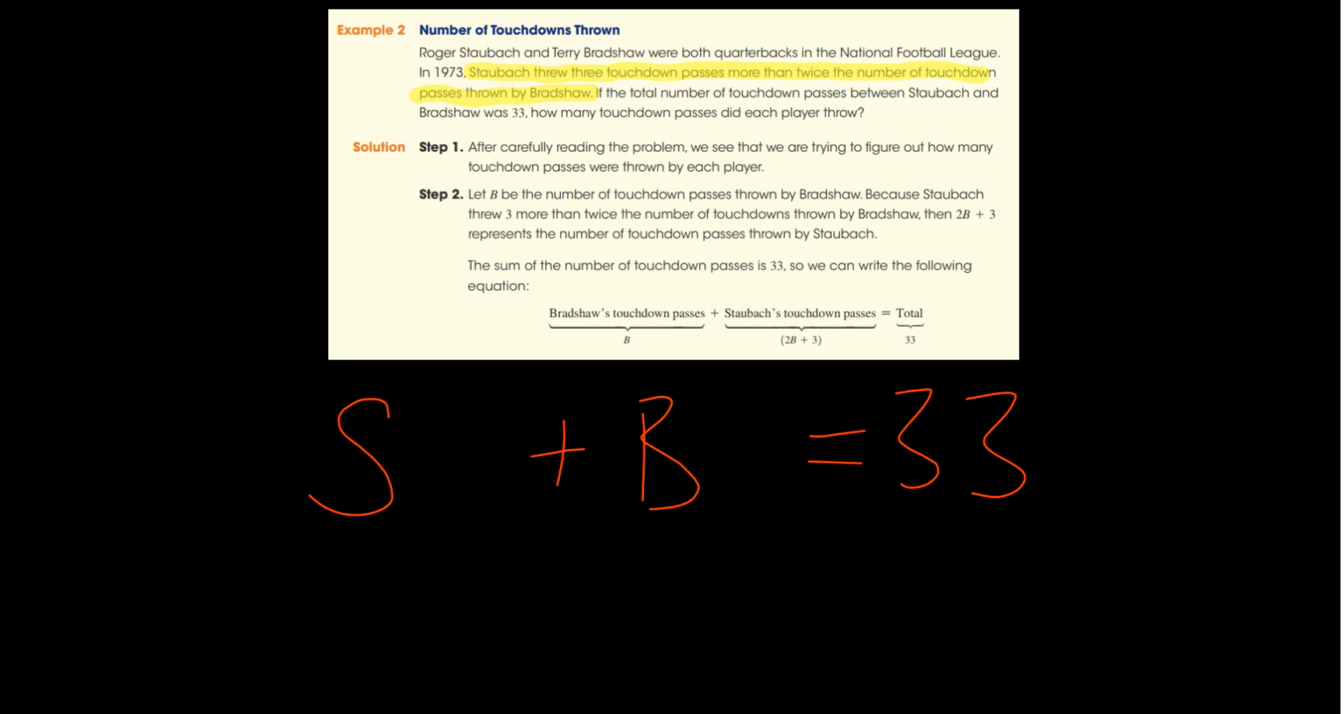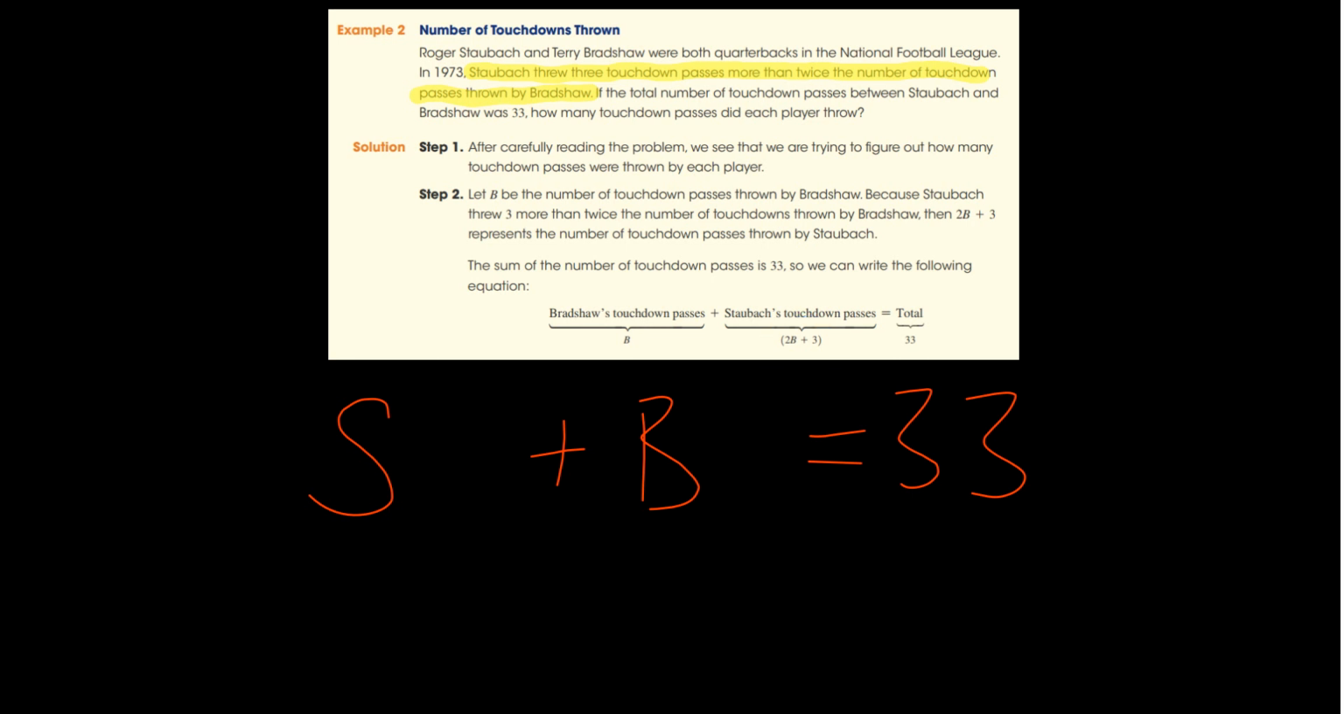33. Earlier I had said, whenever you solve these equations, you want to narrow it down into one variable. Obviously, S and B, that's 2 variables. But that's why the highlighted section up there, Staubach threw 3 touchdown passes more than twice the number of touchdown passes thrown by Bradshaw. Similar to our examples in the first example, it's 3 touchdown passes more than twice the number of Bradshaw, and that's where we'd get this 2b plus 3.